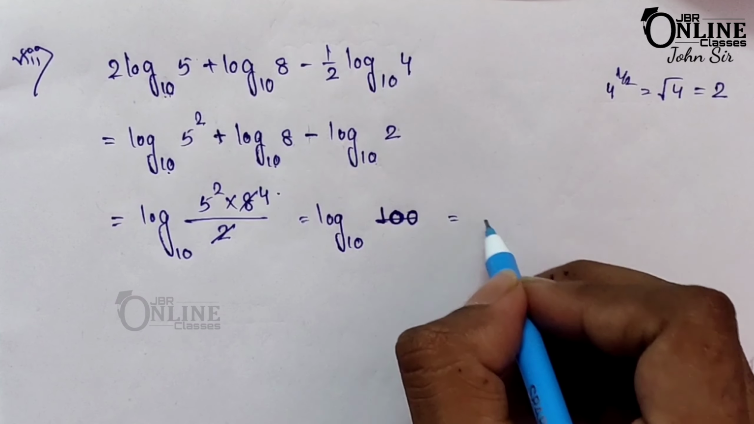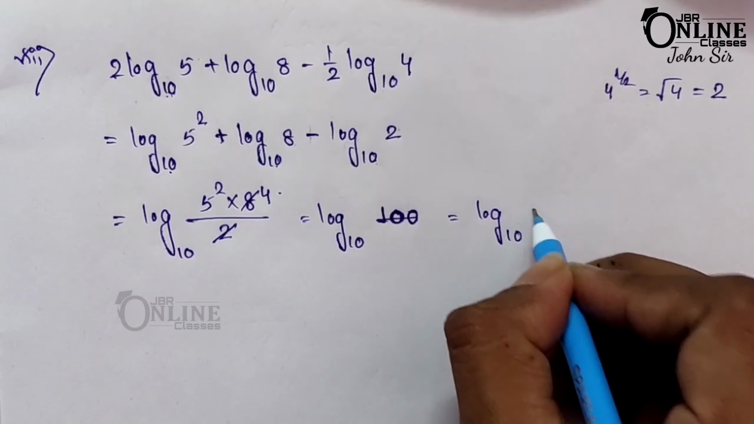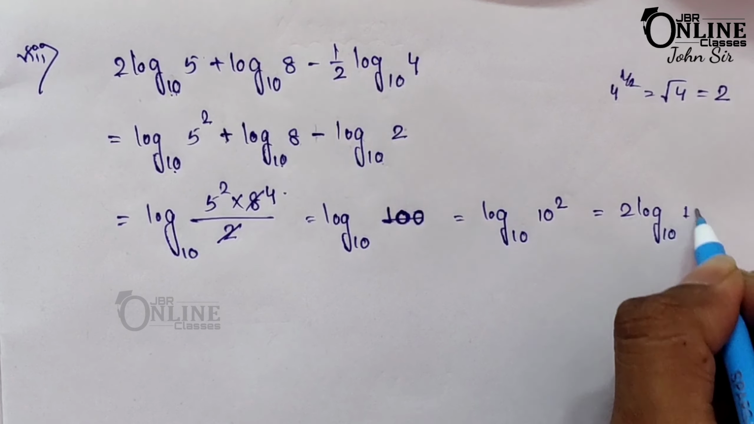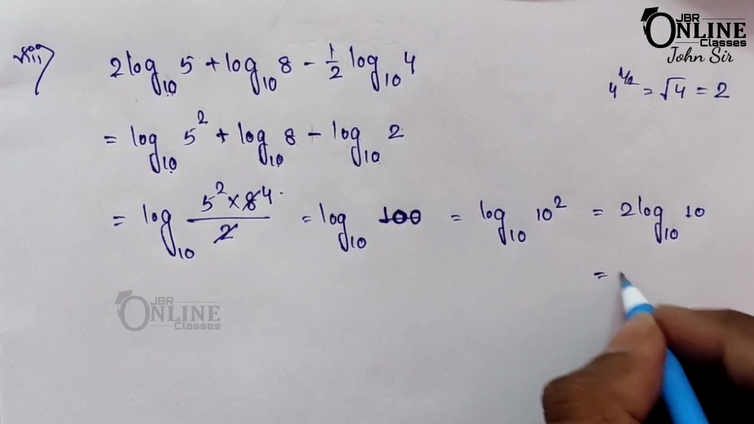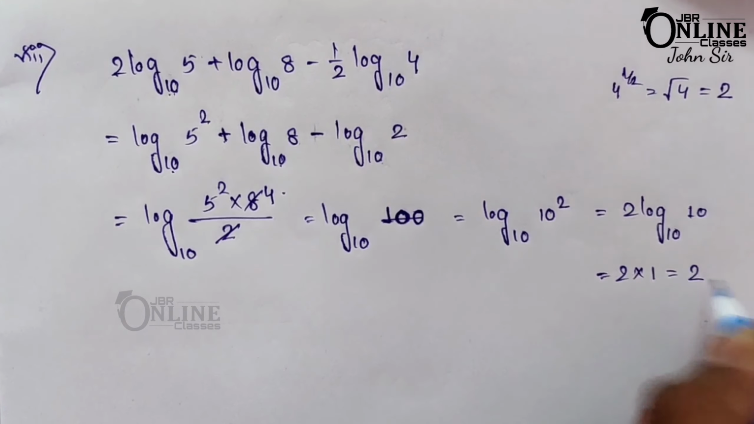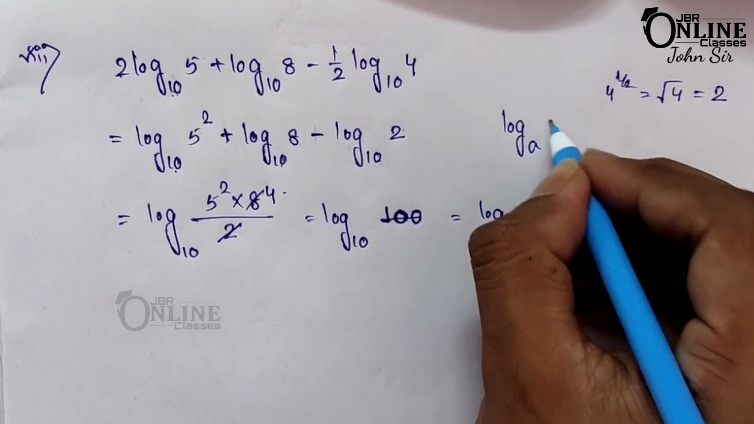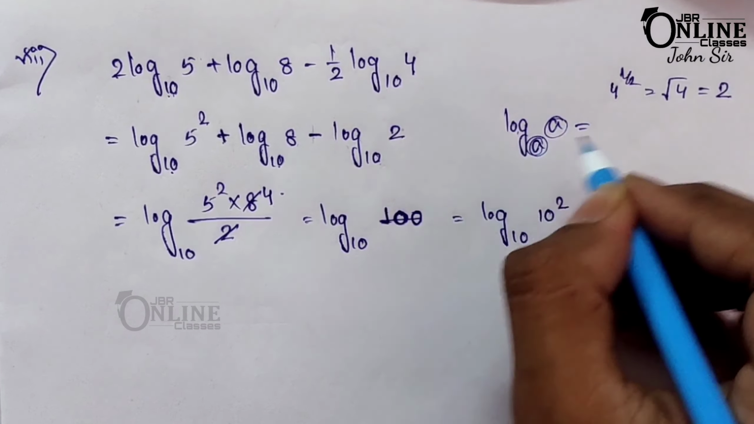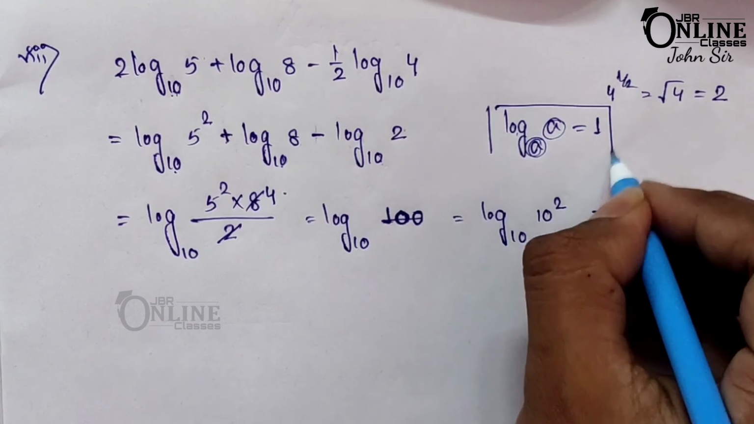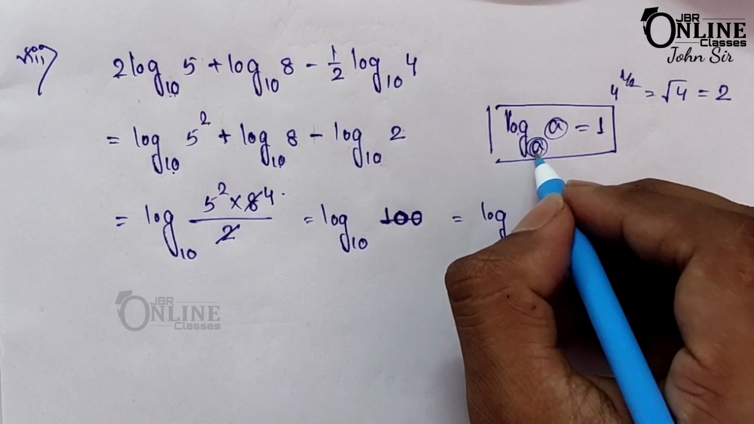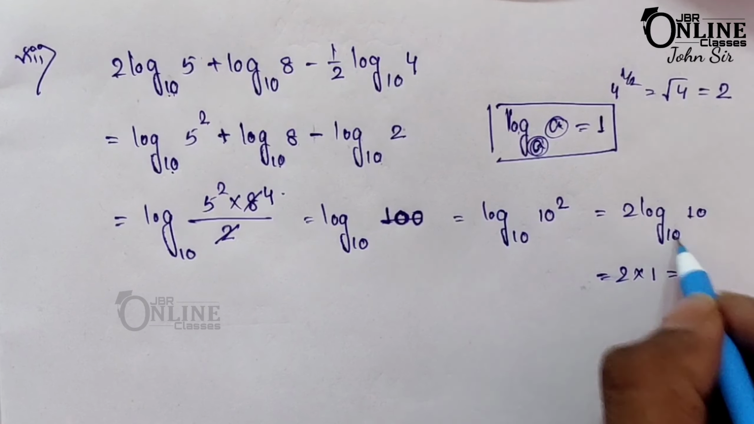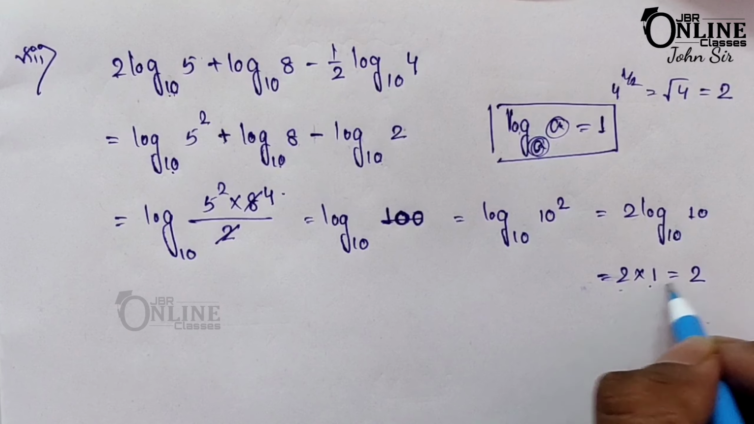Okay, now next one, log base 10 of 100, and it's called 10 square. So that means 2 log 10 10. 2 log 10 10 equals 2 into 1. So it's 2. Okay, so there is a formula. If log a base a, that means these two numbers are equal, then the value will always be 1. That is a separate formula. If these two numbers are equal, then it equals 1. As here 10 and 10, that equals 1. So 2 into 1, it's 2.